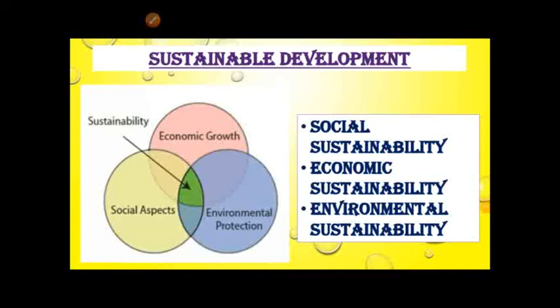Sustainable development. Sustainable development is development that meets the needs of the present without compromising the ability of future generations to meet their own needs. For sustainable development to be achieved, it is crucial to harmonize three core elements, that is economic growth, social aspects, and environmental protection.